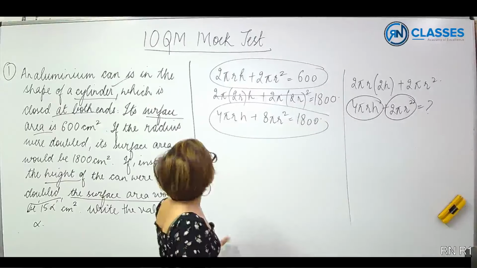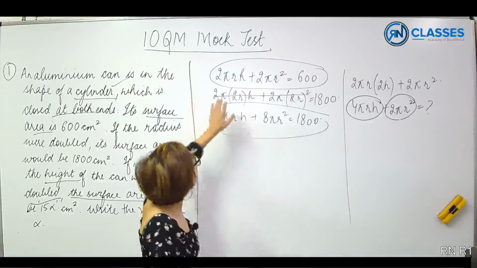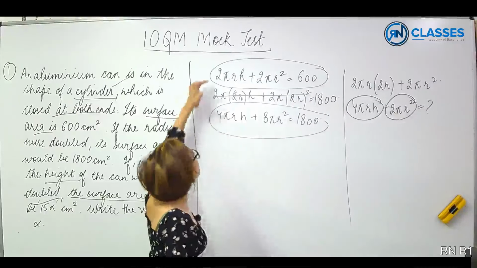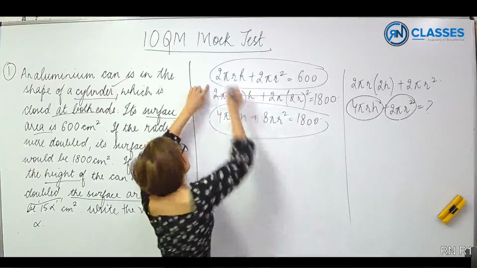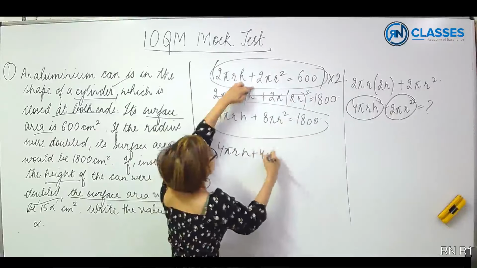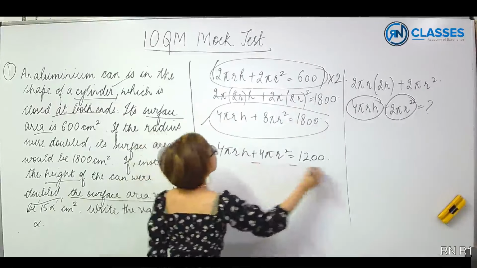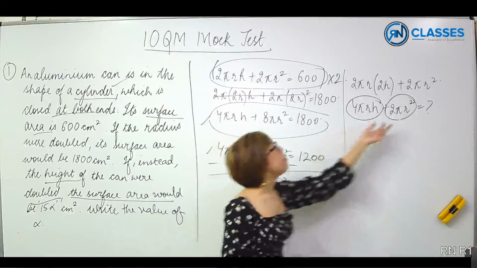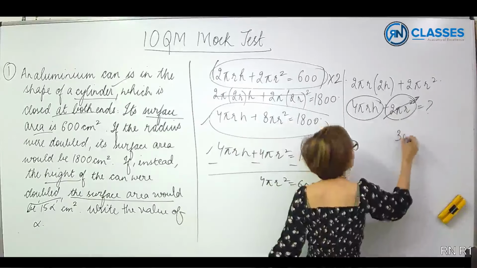So, let me take the easier way out. Suppose I want the value of 2 pi r square. That means I do not want the pi r h term, I want to eliminate it. I can eliminate it provided I have the same coefficient. Here it is 2, here it is 4. So I can multiply this equation by 2. So this becomes 4 pi r h plus 4 pi r square, that is equal to 1200. Now I can easily eliminate it, subtract it. I will get 4 pi r square is equal to 600. Now I want 2 pi r square, that means half of this. So this value is nothing but 300.